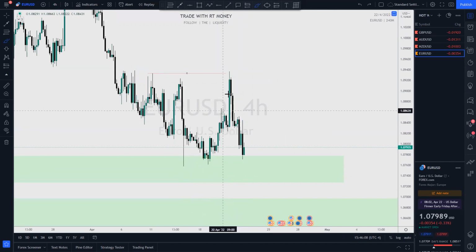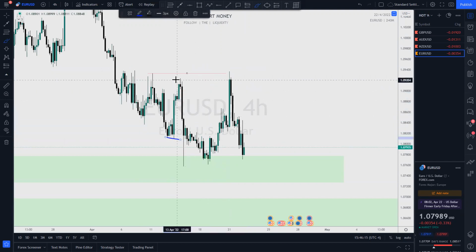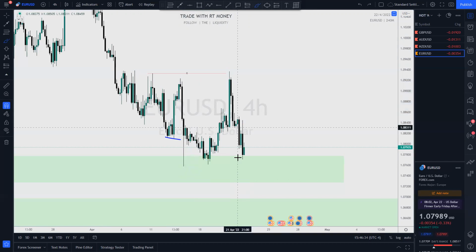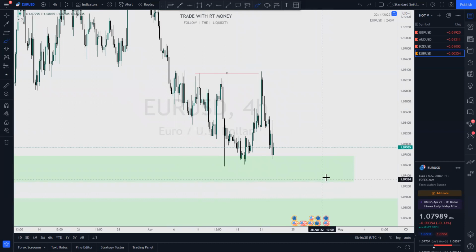Because if we were going to go higher, I would have thought that after this change of character was made and the respect of this low, we would have had a close past this high. We didn't. It didn't demonstrate that. For me, that's kind of a hint that it'll continue bearish, and I'm looking for more bearishness to happen.